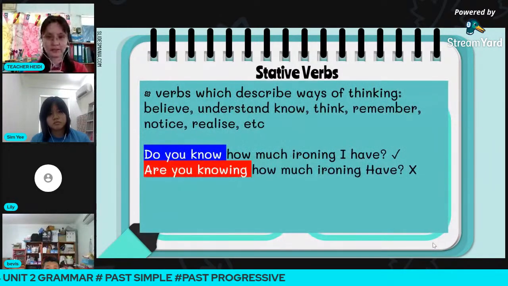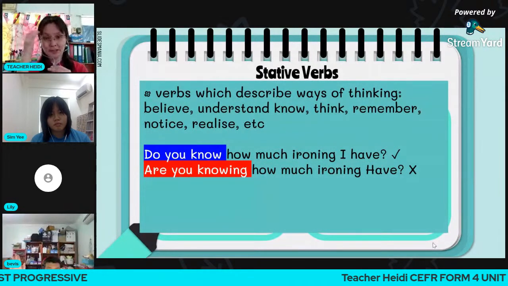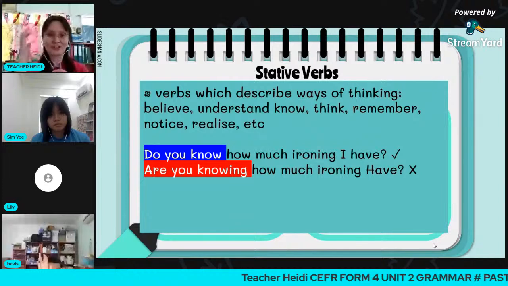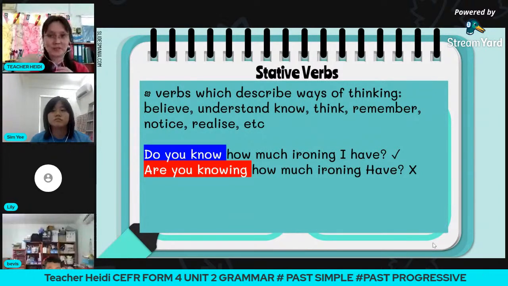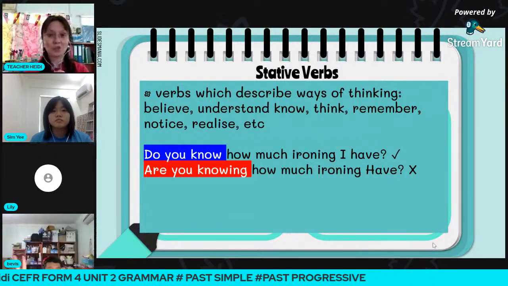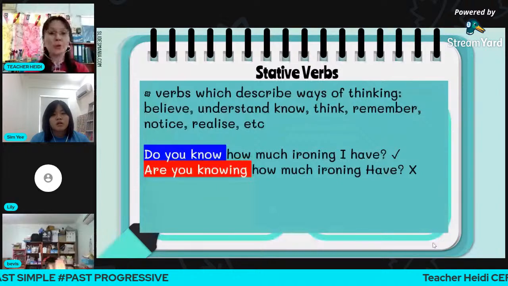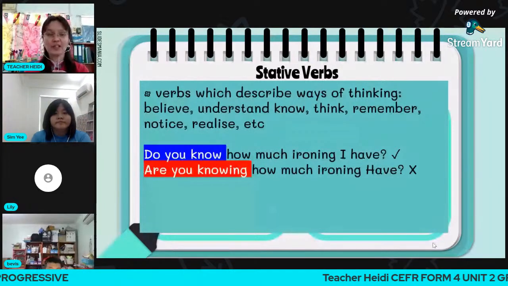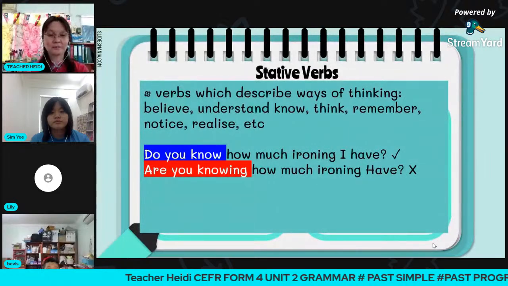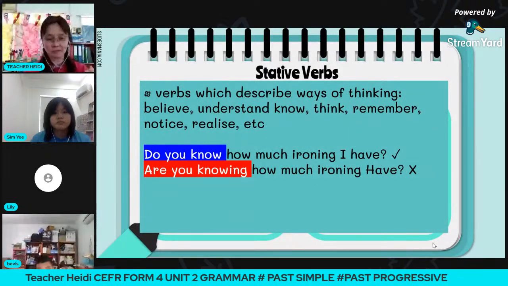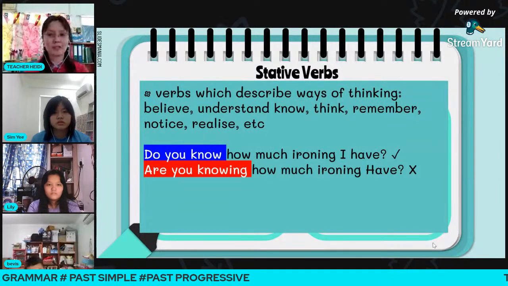Okay, let's have further. The next one is about your state again, about your thinking. Teacher has taught you before this one. It's just a refresh on what static verbs are. So it's something that you think about, you believe, you understand, you know, you remember, you notice, and you realize. So do you know how much ironing I have? It's something that asks you to notice. You cannot say, are you knowing? Wrong way of asking. Say, do you know how much ironing I have?